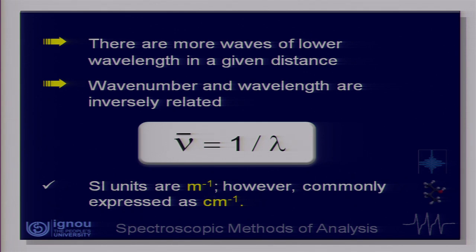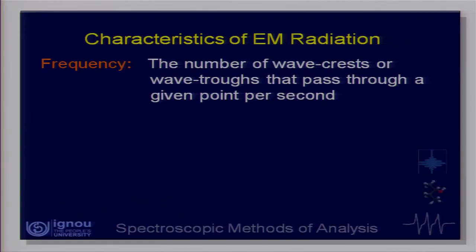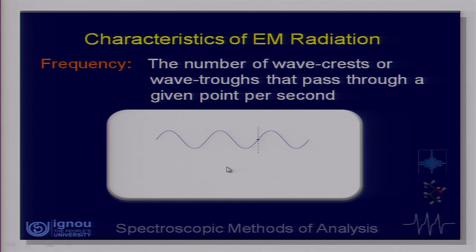Okay. Now, let us move to the next characteristic of EM radiation, that happens to be frequency. Frequency refers to the number of wave crests or wave troughs that pass through a given point per second. Let us look at this picture here. Let us see that this wave is moving and we have this point of reference here. Suppose I give a certain amount of time, and we can visualize that per second I can expect maybe 3 waves to pass through this point. But if I take a different wave of shorter wavelength, then I will find in the same time a greater number of waves will pass through that.